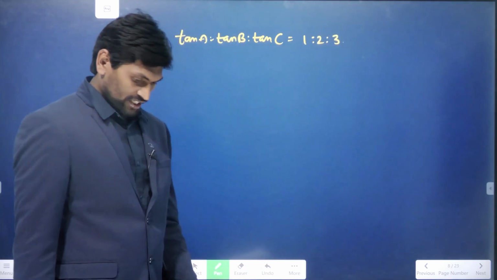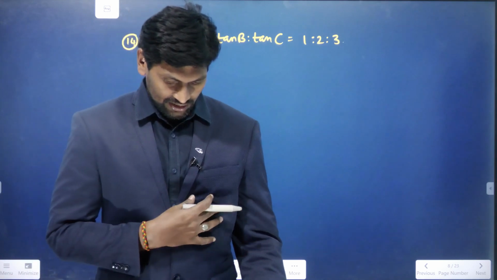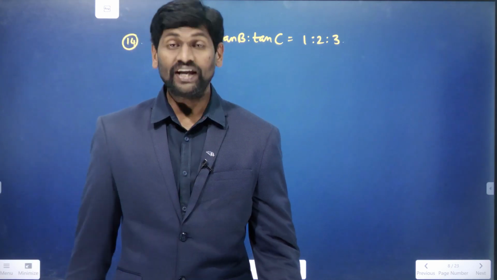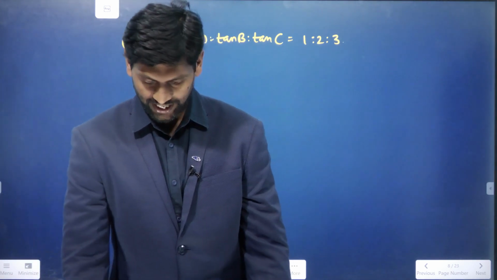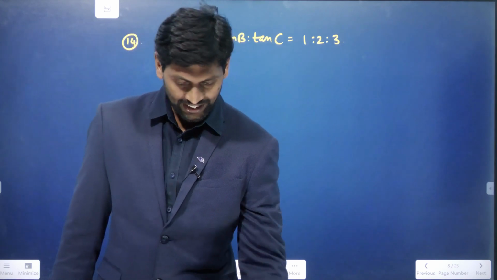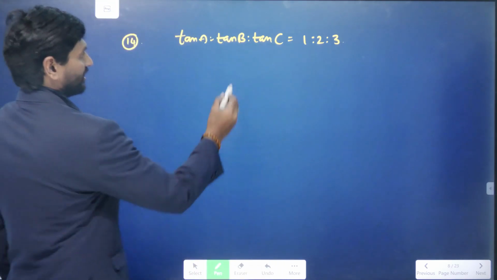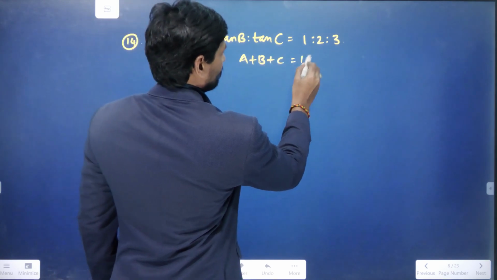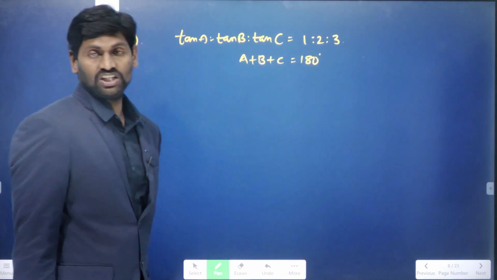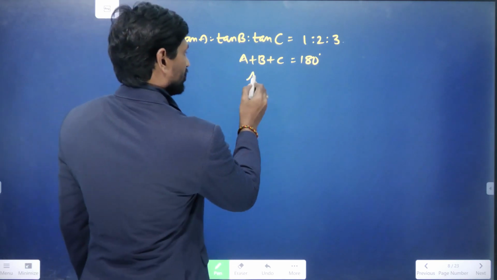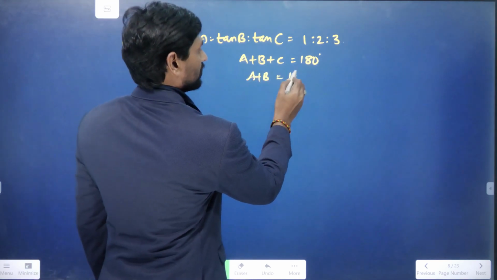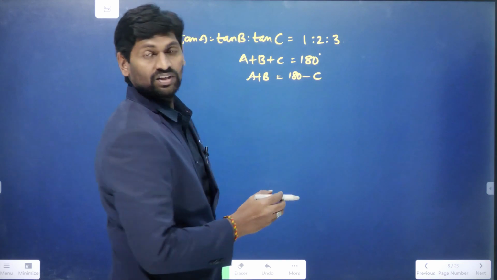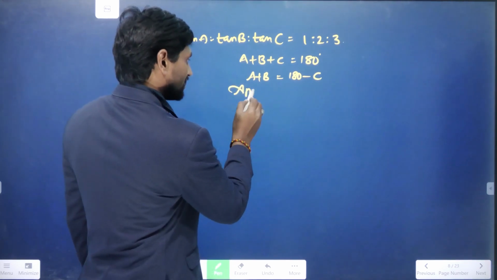Okay, now we need to find the ratio of sin A is to sin B is to sin C. Now this is a triangle, it is given in triangle. I can take that A plus B plus C is equal to 180 degrees because the sum of angles in a triangle is 180 degrees, and A plus B equals 180 minus C. Now apply tan both sides.